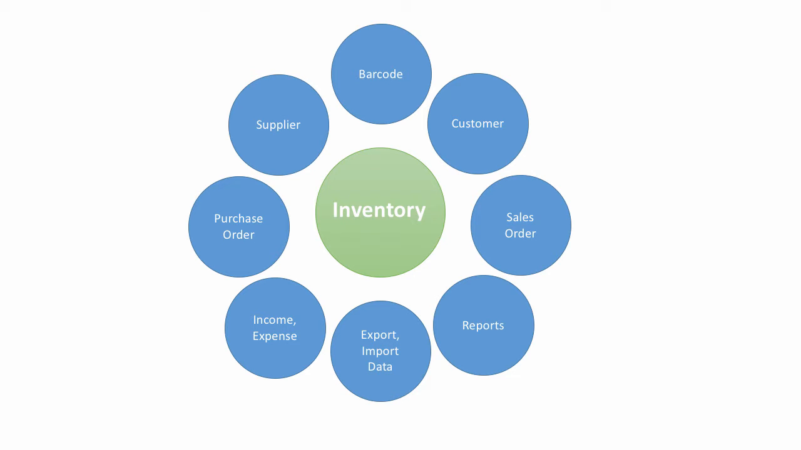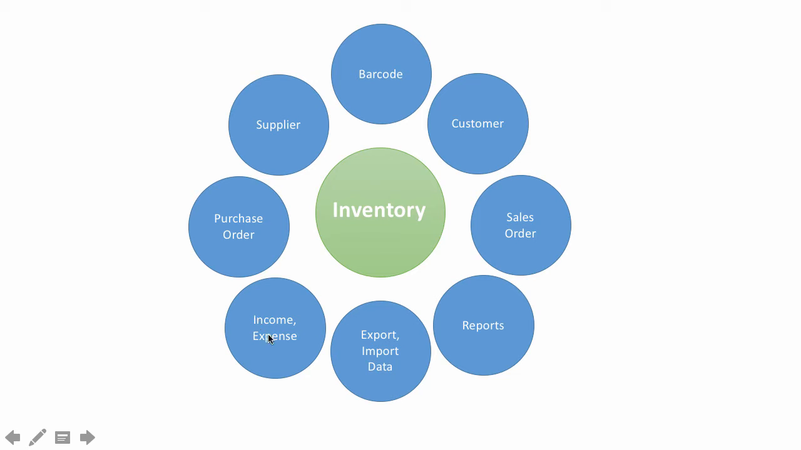We have a barcode integration available with the inventory app, but it is not mandatory to use the barcode scanning. You can also use regular product number text entry instead of barcode. Similarly, there is a supplier module, customer module. Along with supplier, you can enter purchase orders. With customers, you can have sales orders.